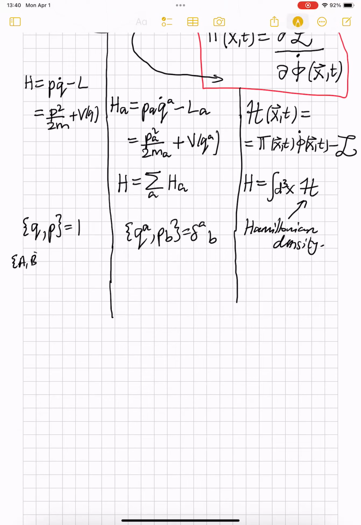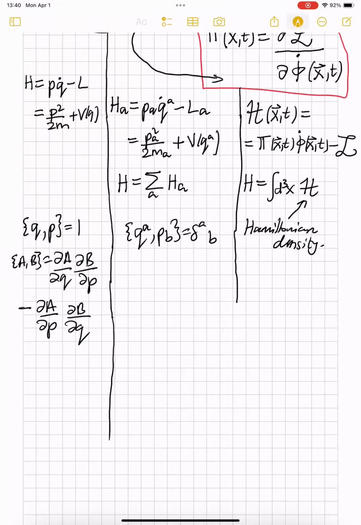A comma B was equal to, there were two terms. It was dA/dQ dB/dP minus dA/dP dB/dQ. And let's just be completely explicit on all of the rules for the calculus. dP/dP was 1, and that's the same as dQ/dQ. And then we said dP/dQ is 0, and that is the same as dQ/dP. And this is all of the rules that you needed to go ahead and calculate Poisson brackets.